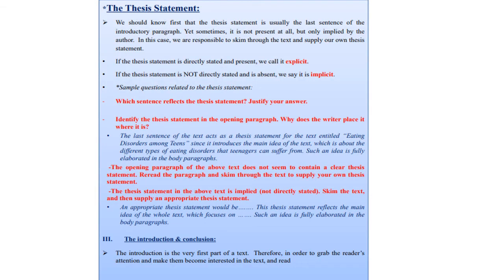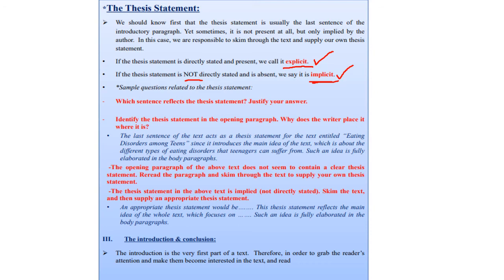Moving on, the thesis statement, guys, we already talked about this a lot last year. This thesis statement is either explicit, meaning it is directly stated, it is there. You pick it and you write it. The thesis statement is full stop. Or it's not directly stated, it is implicit, implied by the author. This means direct, this means implied or indirect.